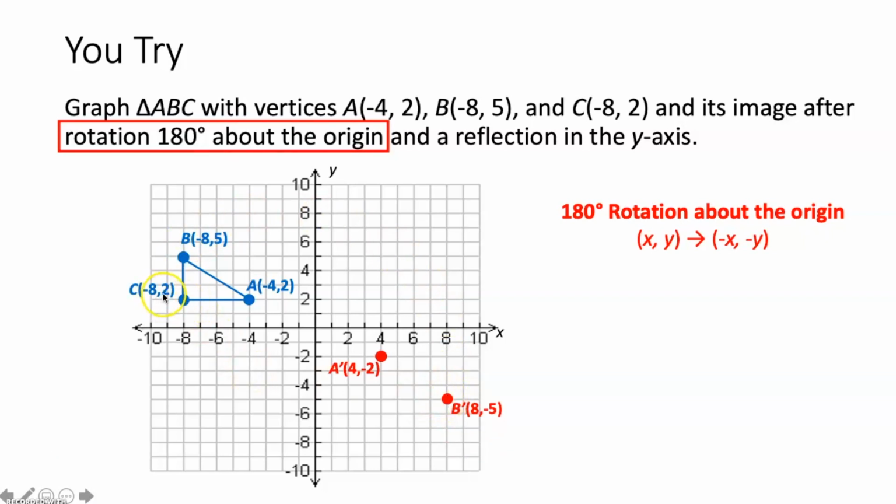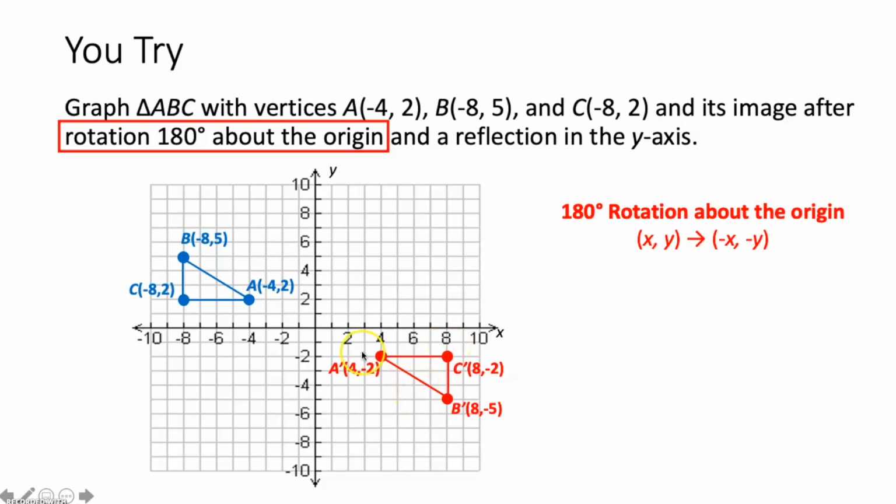C is at -8, 2. So if I want to rotate C 180 degrees about the origin, I take -8, make it the opposite, so it's going to be +8. I take 2, make it the opposite, it's going to be -2. So C prime is going to be at +8, -2. So I go over +8 on the x-axis, down -2 on the y-axis. There is C prime, the image of point C after rotating it 180 degrees about the origin.